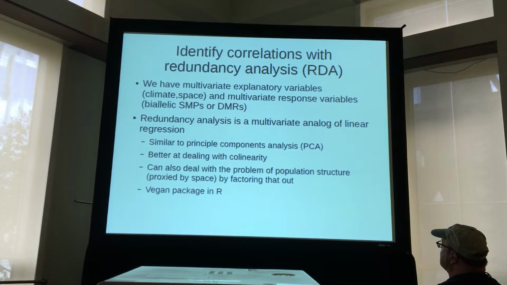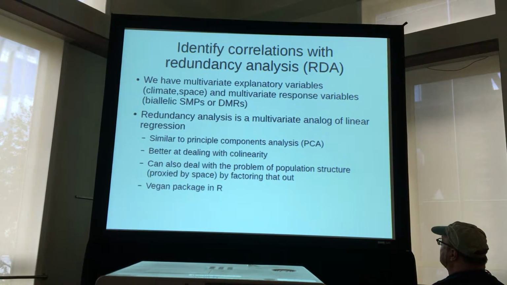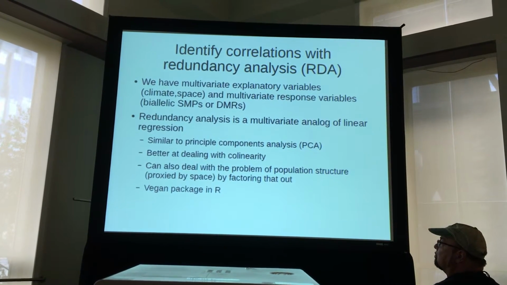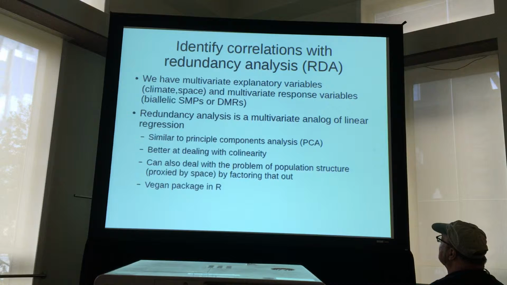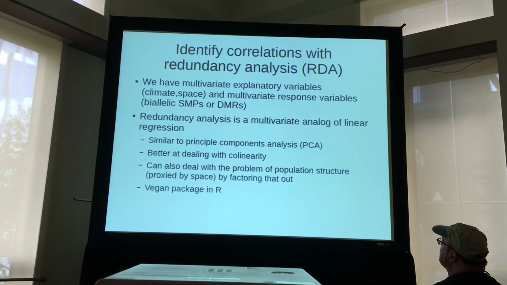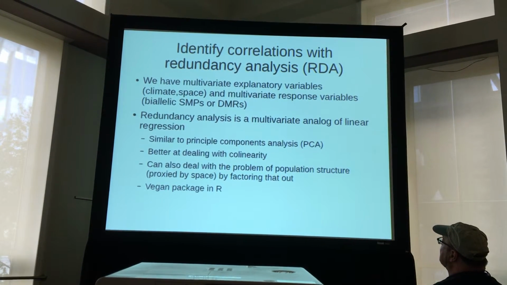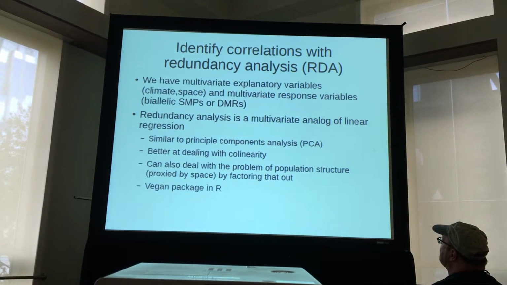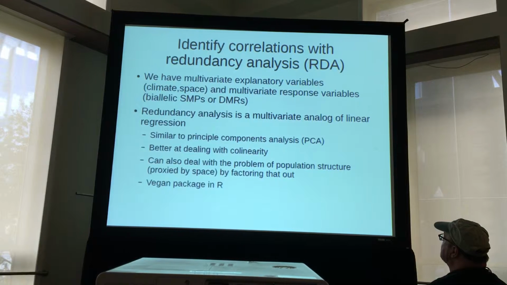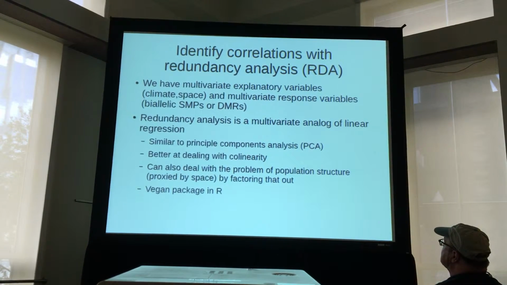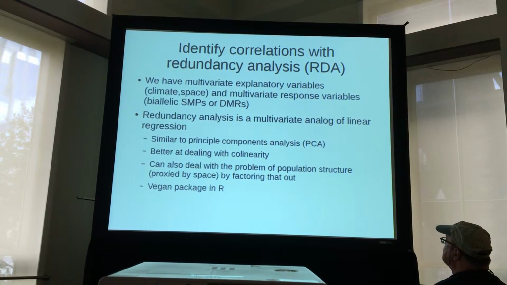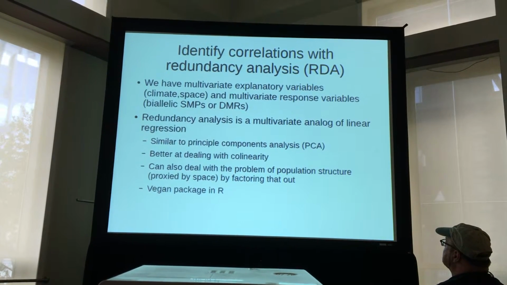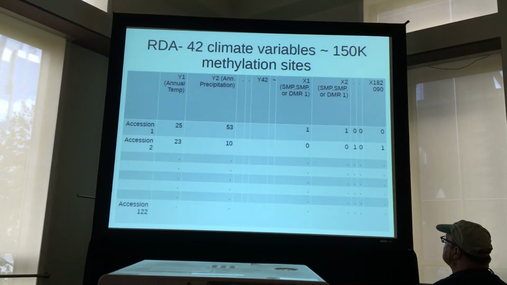That's a known problem in climate variables: a lot of them, if you look at temperature in May versus temperature in June, are going to be really similar. So this is a way to, in some ways, deal with that collinearity. And then also you can do a proxy of population structure using principal components of neighborhood matrices. This was all used with the vegan package in R, which is also pretty great.